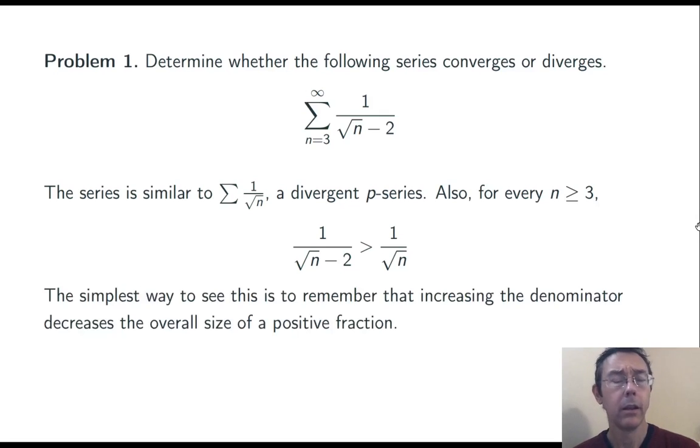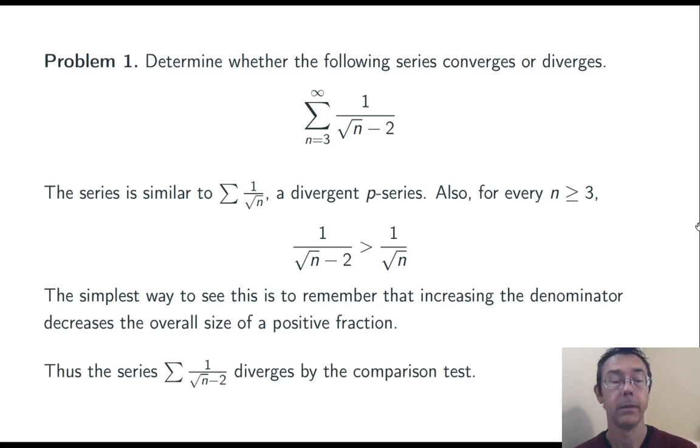How do I see that? I notice that when I go from the left to the right, from 1 over the square root of n minus 2 to 1 over the square root of n, I have made the denominator greater. And when I increase the denominator, I'm decreasing the overall fraction. So therefore, 1 over the square root of n minus 2 is going to be greater than 1 over the square root of n.